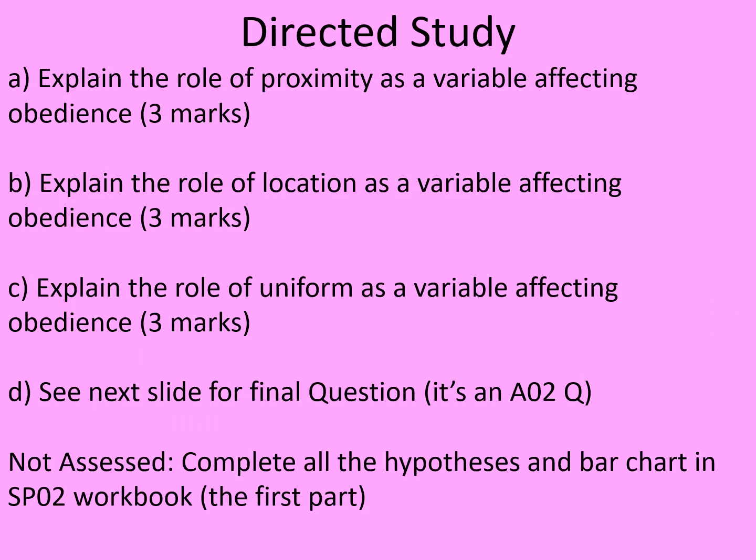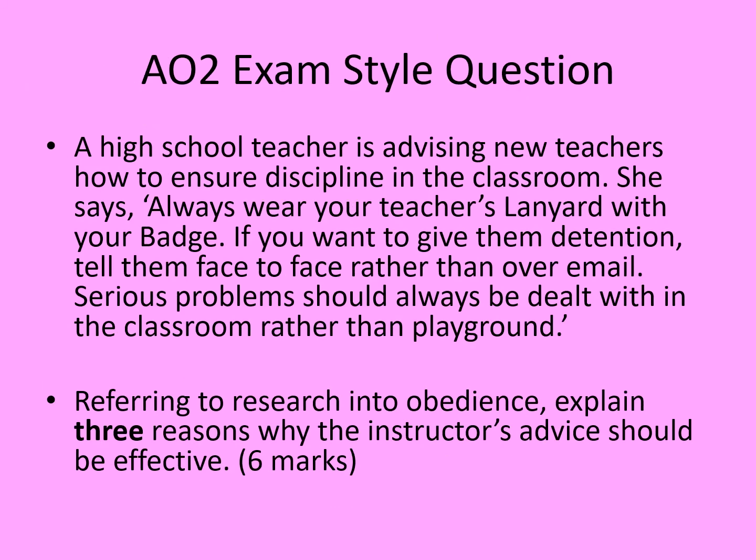I would recommend, as we know this is coming up in the exam, that you pause the video and answer these short answer questions. This is an AO2 exam style question. AO2 means apply your knowledge, and this is from a specimen past paper. So you should read the stimulus that is on the screen, and then the question says, referring to research into obedience, explain 3 reasons why the instructor's advice should be effective, for 6 marks. If it's 6 marks, that's really broken down into 3 paragraphs, like 2 marks per paragraph. So you're looking for the 3 reasons, the 3 variables affecting obedience. You should be looking for something to do with proximity, location and uniform in the stimulus.